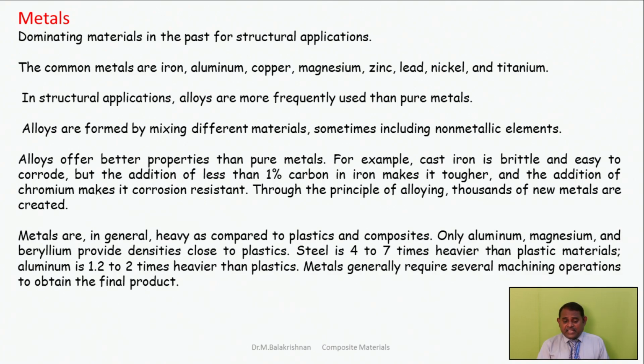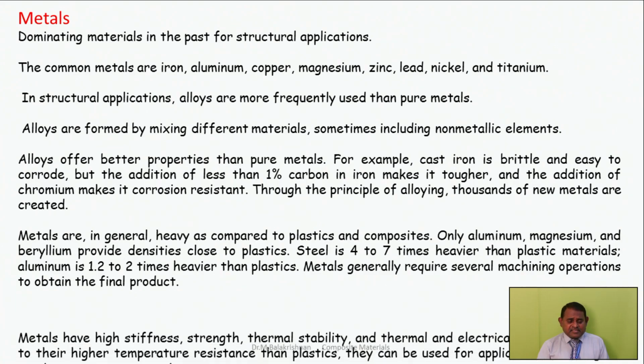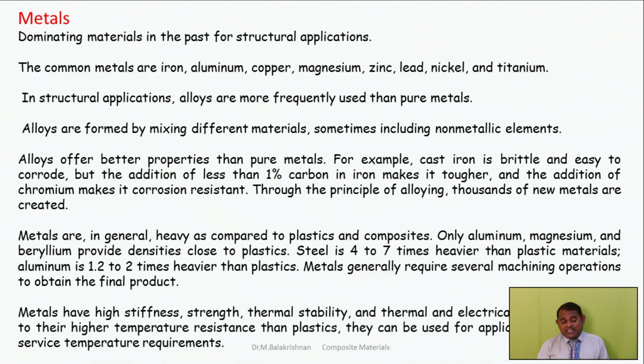But steel is 4 to 7 times heavier than plastic materials, and aluminum is 1.2 to 2 times heavier than plastics. Normally steel, as you may know, is 7.8 grams per cc, while aluminum is 2.4 grams per cc. So you can have a clear comparison between aluminum and steel. Metals generally require several machining operations to obtain the final products. Metals have high stiffness, strength, thermal stability, and thermal and electrical conductivity. Due to their higher temperature resistance than plastic, they can be used for applications with higher service temperature requirements.